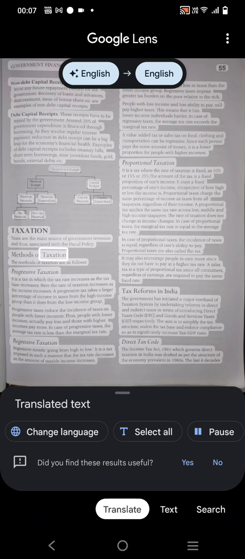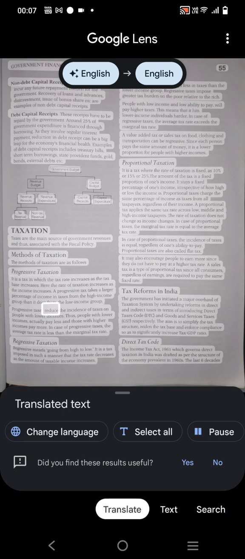Methods of taxation. The methods of taxation are as follows. Progressive taxation. It is a tax in which the tax rate increases as the tax base increases. Here the rate of taxation increases as the income increases. A progressive tax takes a larger percentage of income in taxes from the high-income group than it does from the low-income group.